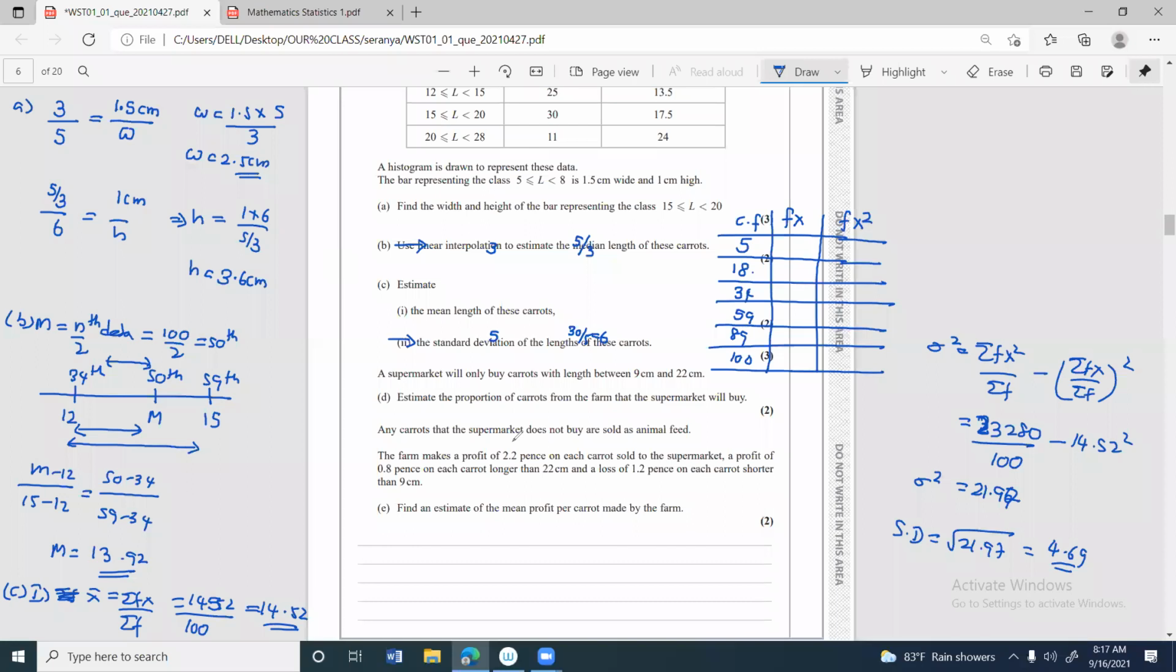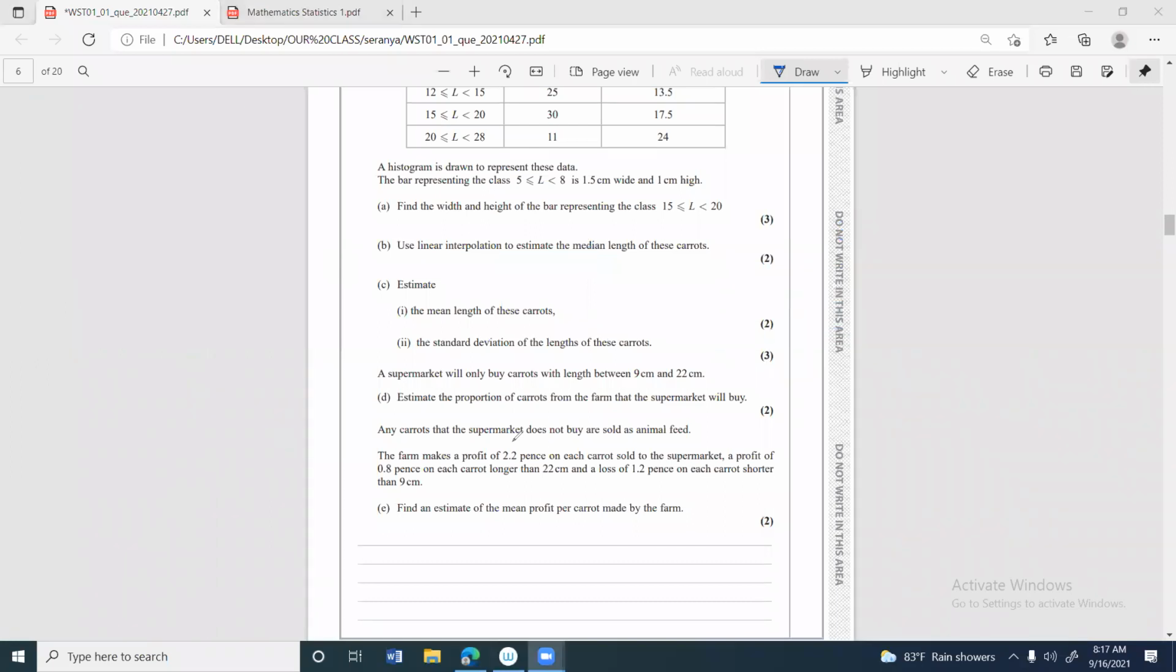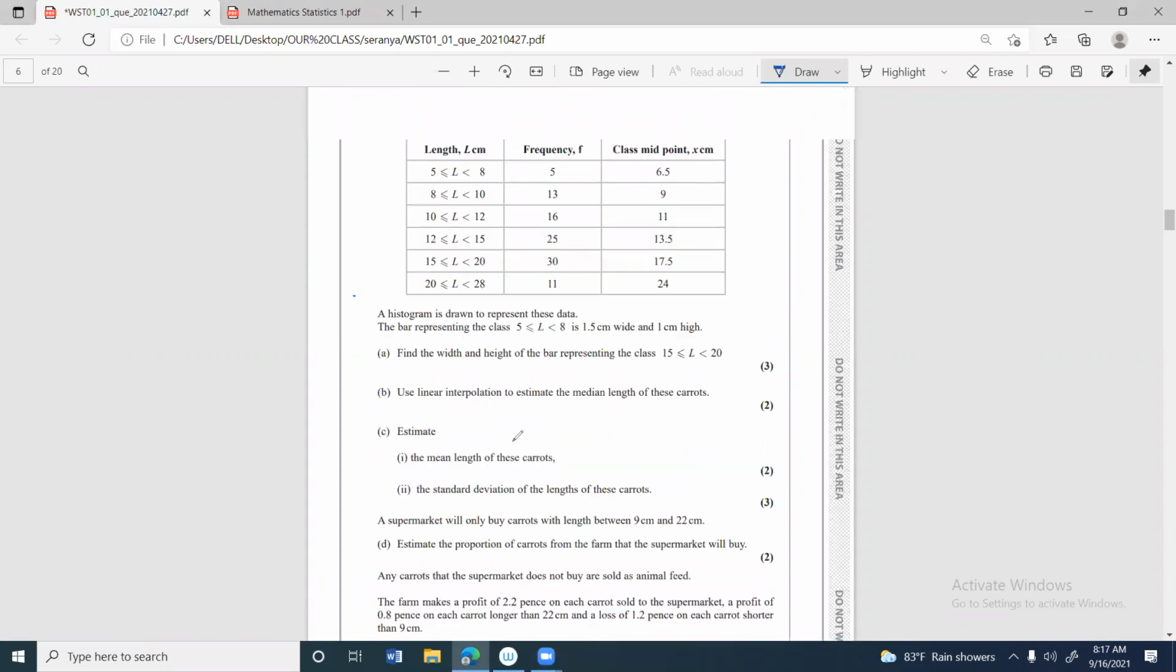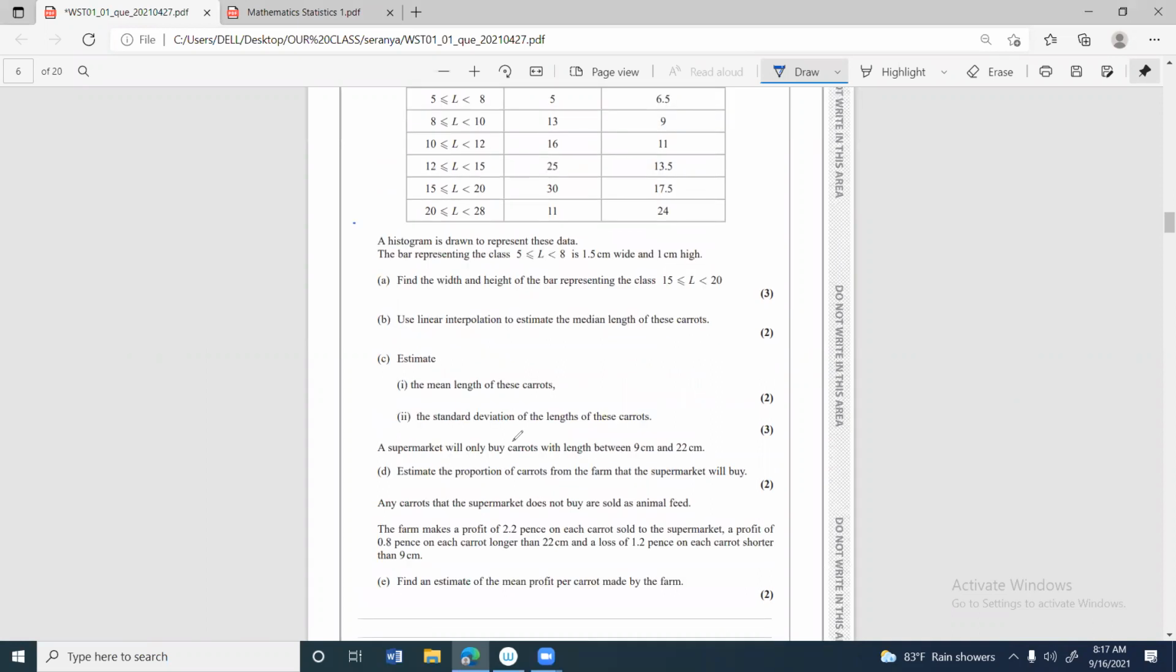When you come to the next part of the question, a supermarket will only buy carrots with the length of 9 centimeters to 22 centimeters. Okay, 9 to 22 centimeters. And estimate the proportion of the carrots of the farm that supermarkets will buy. So we see what is the proportion of the carrots that are in between 9 to 22.